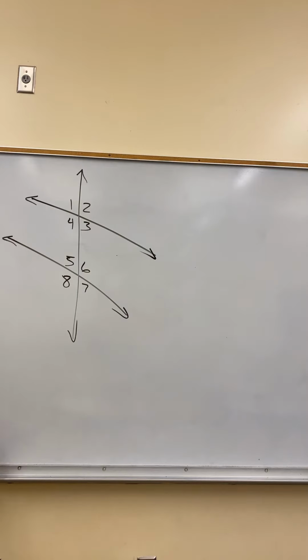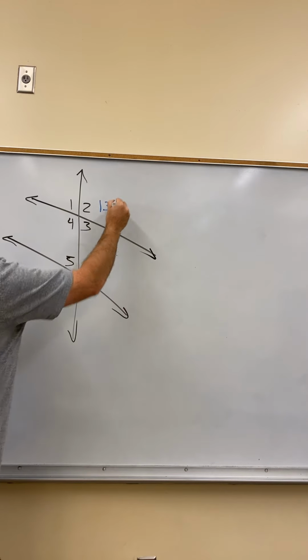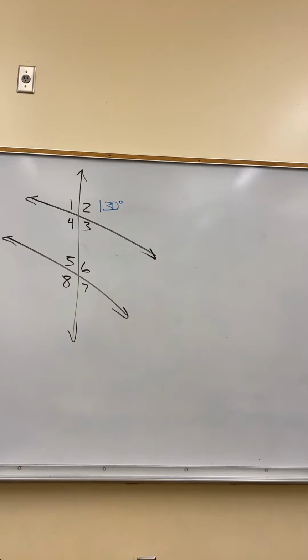Go ahead and draw that. And I'm going to tell you that this one is 130 degrees. Now I want you to fill in the rest. Go ahead and pause it and fill in the rest using alternate interior, alternate exterior, and corresponding first.